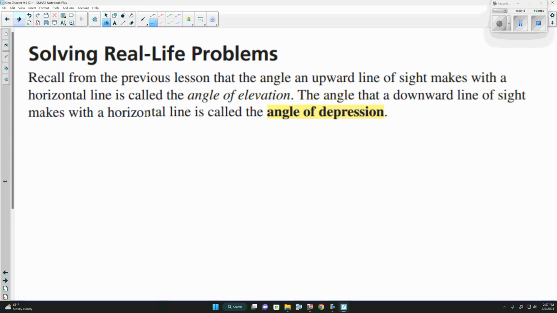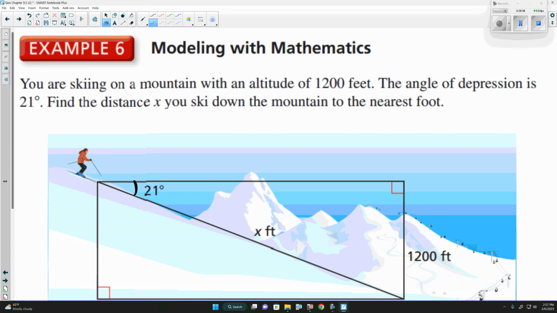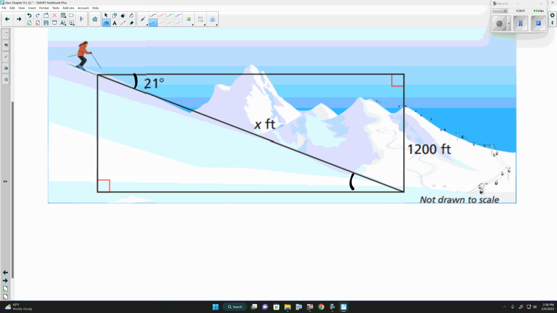Angle of depression and angle of elevation. Angle of elevation is an angle formed from a sight line going up, so elevation. Angle of depression is the downward line of sight that makes with the horizontal. So if we looked at this here, this would be considered the angle of depression because it's going down from horizontal, looking down. Now this angle over here would be considered the angle of elevation. And the angle of depression and the angle of elevation are actually the same, because here they're looking down at 21 degrees.